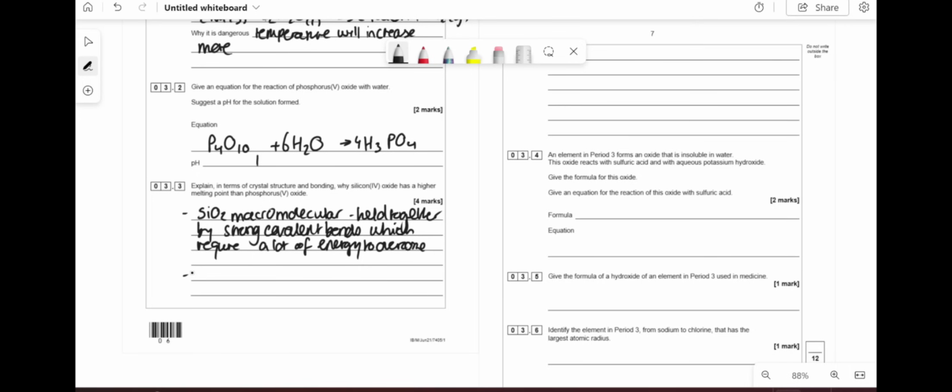Now, in macromolecular substances like diamond and graphite, you are overcoming the covalent bonds. There are also van der Waals forces and so on, but to be able to boil or melt a macromolecular substance, you need to break the covalent bonds. However, that does not apply to a simple molecule. Because if I were to take P4O10 and break its covalent bonds, I'm breaking it into P, P, P, P, and O, O, O, O, etc.